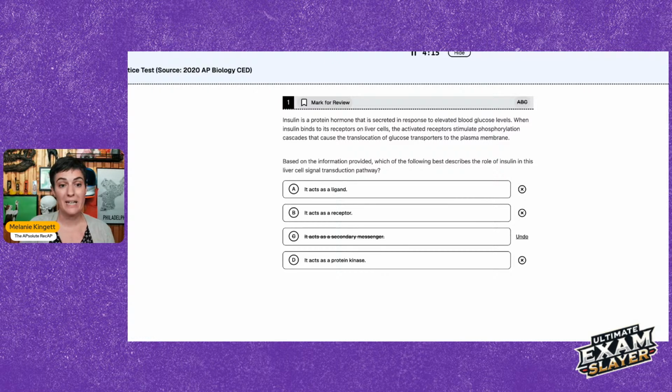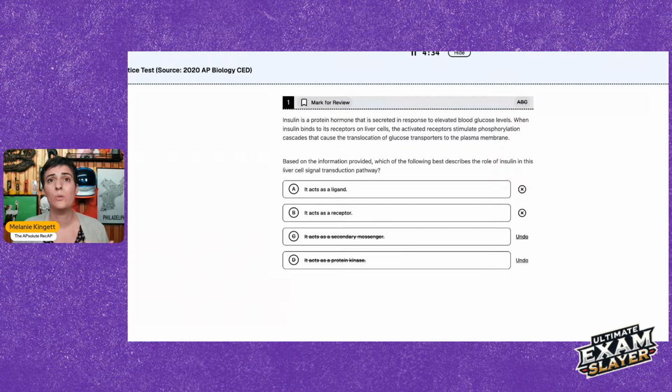What we have binding would have to cause maybe a channel protein to open, like calcium would have to influx, or something like that. Acts as a protein kinase. I don't see that happening either, because that would be a relay protein in order for that phosphorylation to happen. So that's not going to be possible.